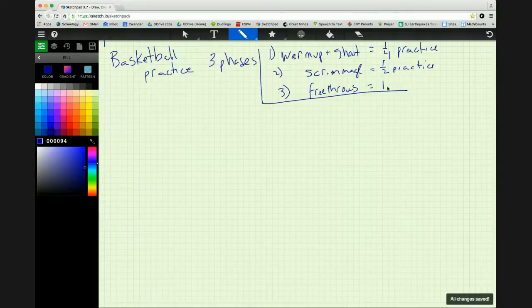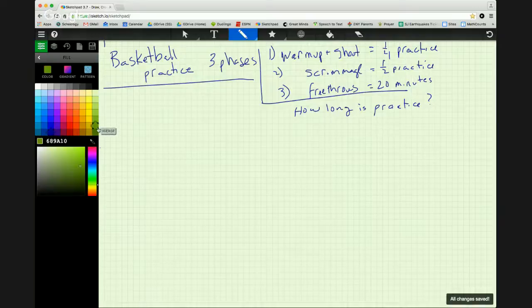No, let's change that up. Let's change that to 20 minutes. So we're going to do free throws for 20 minutes. So the question is, how long is practice? And you can see this is just like the garden problem, just a little bit more involved. Okay?